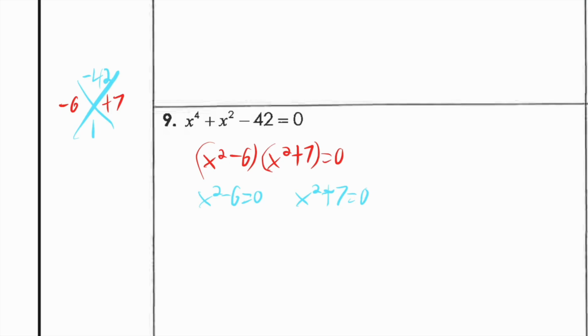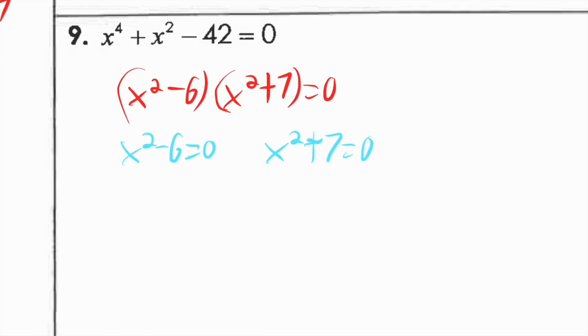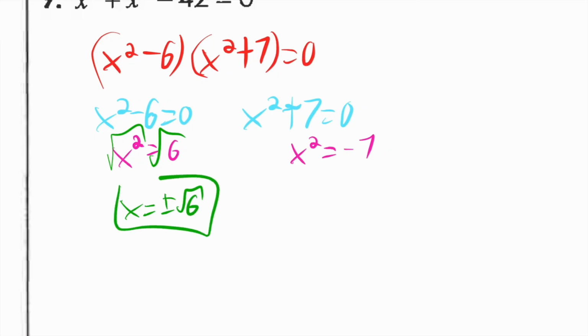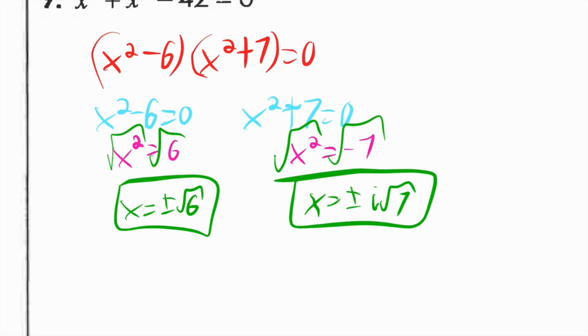And now I can solve them by square rooting because there's no b term, which I love being able to do, much faster than the quadratic formula or completing the square in my opinion. So I'll add 6 and get x squared equals 6. I'll subtract 7 and get x squared equals negative 7. And as I square root, I get x equals positive negative square root of 6, which does not simplify. And I get x equals positive negative i square root 7, which also doesn't simplify.